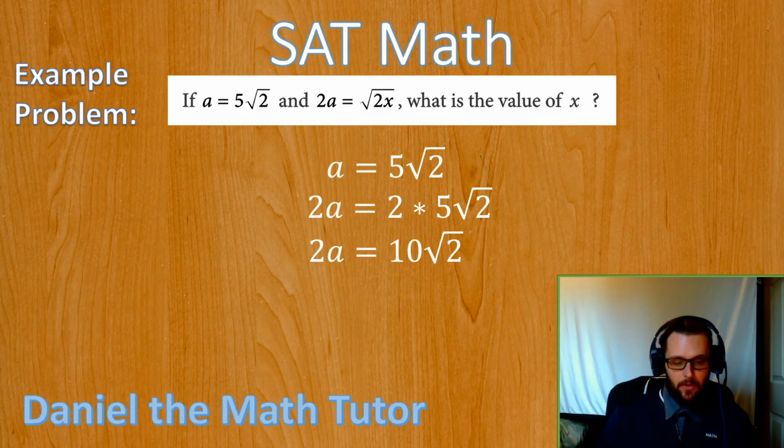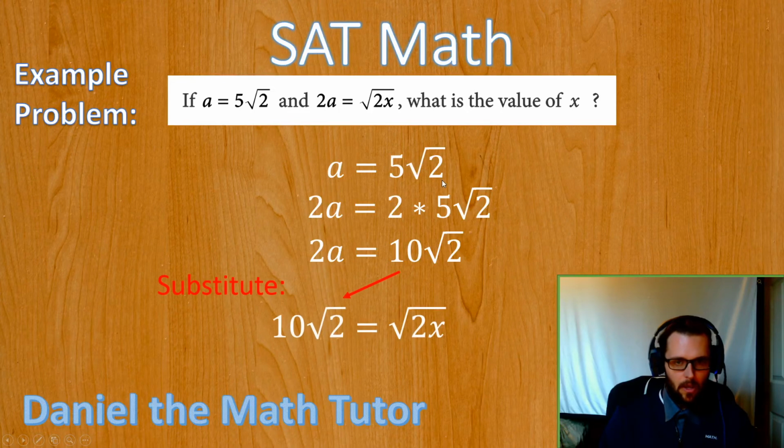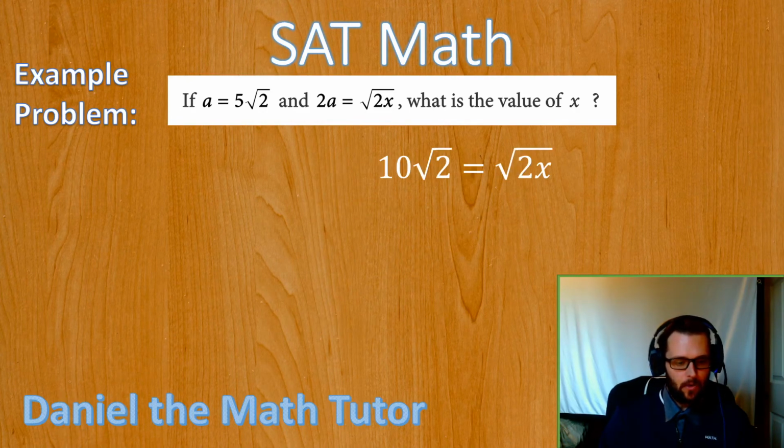Now we're ready to substitute this value, 10 root 2, into the left-hand side of the second given equation. After substitution, the new resultant equation is 10 root 2 equals root 2x. So now we have one equation with one variable x. We can manipulate the equation to solve for the variable x.